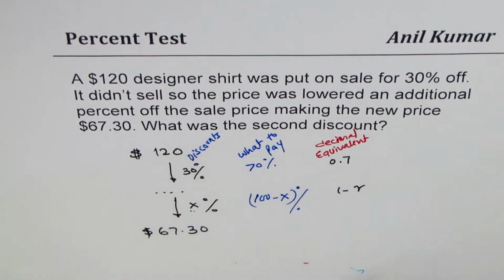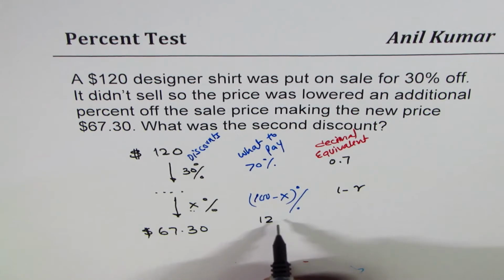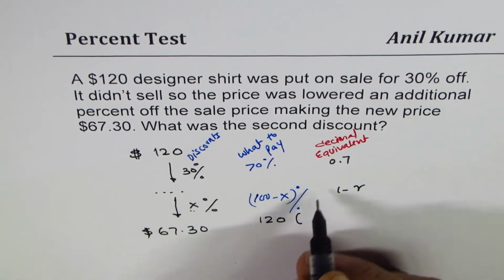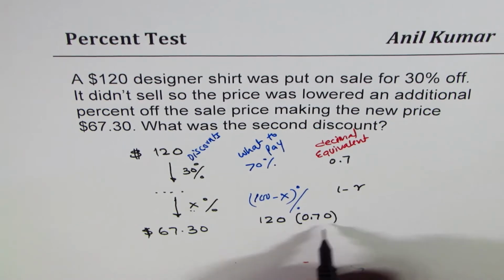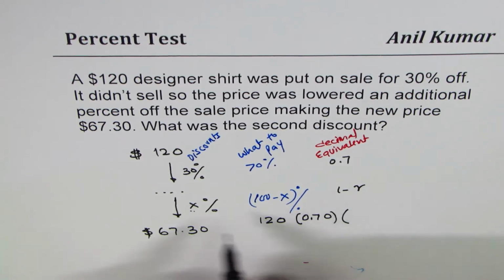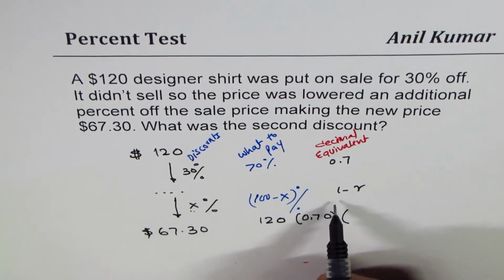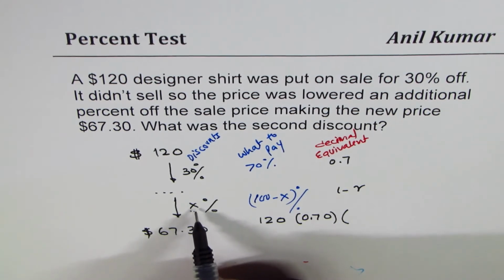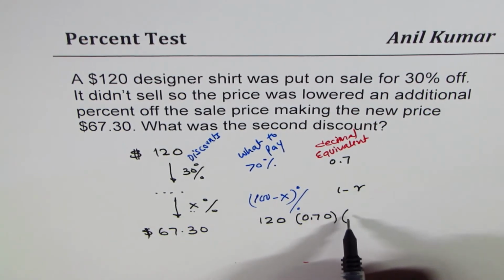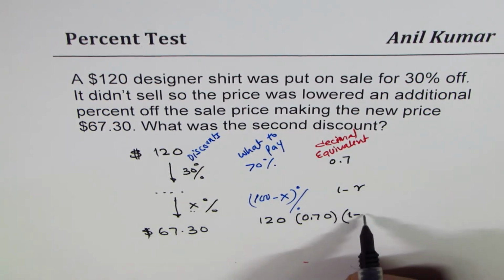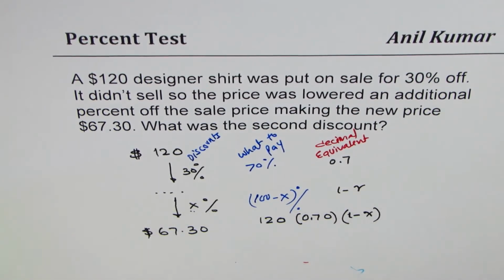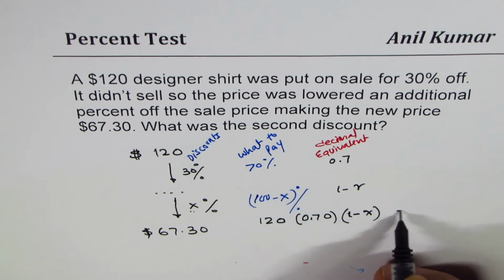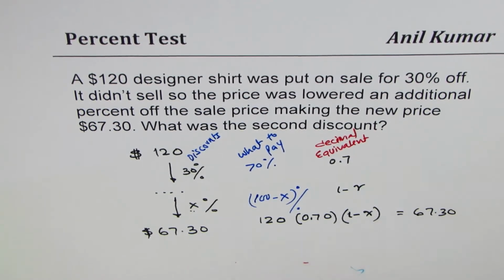So we started with $120. Let me write down the equation now to help us solve. We started with $120. We paid 70%, means 0.70, less amount, right? It didn't sell, so even lesser. If we are giving X percent discount, let's say X percent is 40%, then you pay 60, which is 1 minus whatever X is. We can write 1 minus X also. That is a discount. And the price becomes $67.30.